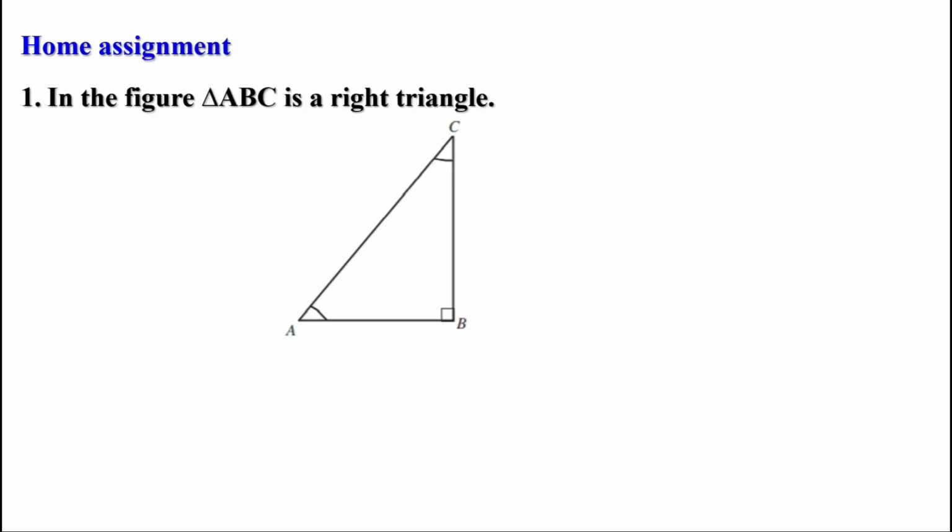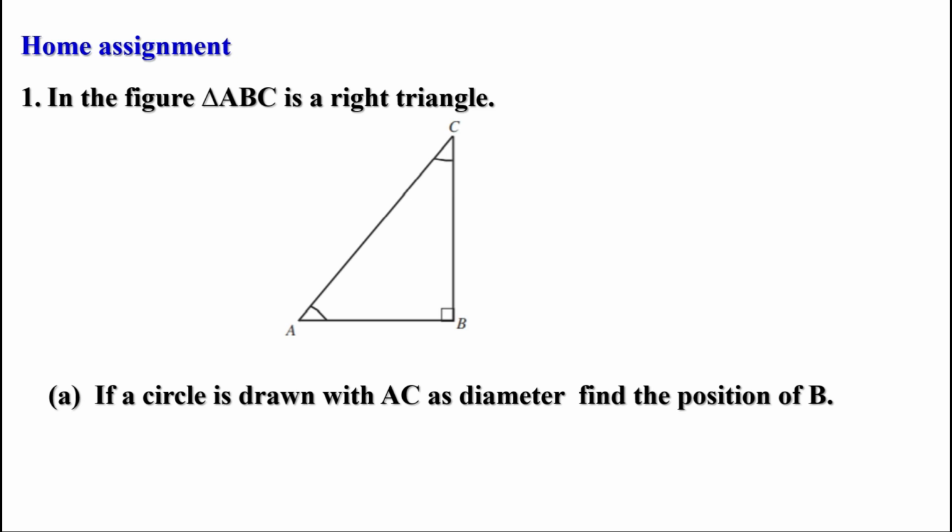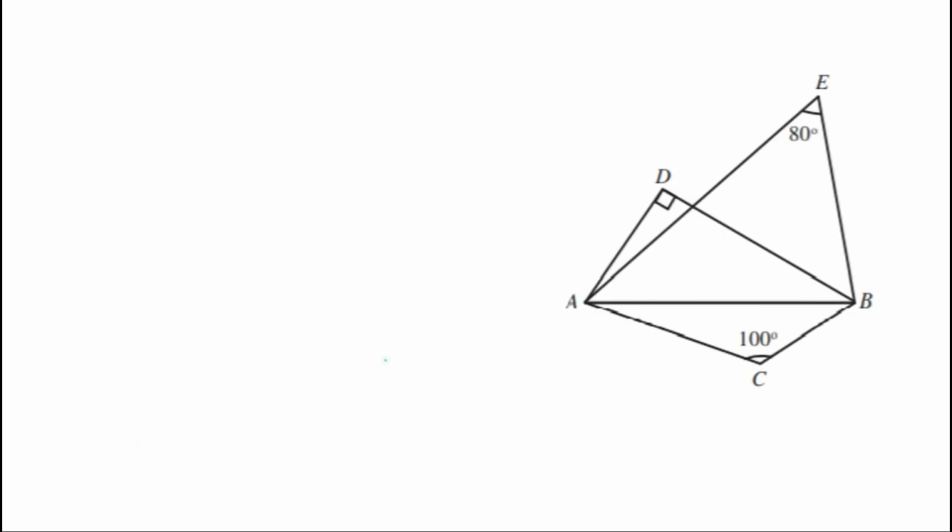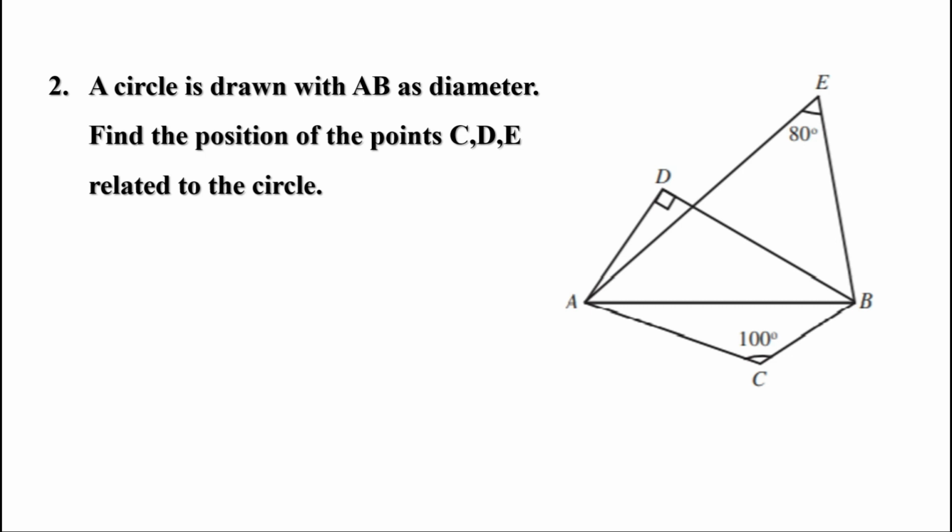In the figure, triangle ABC is a right triangle. If a circle is drawn with AC as diameter, find the position of B. If a circle is drawn with BC as diameter, find the position of A. Second question. A circle is drawn with AB as diameter. Find the position of the points C, D, E related to the circle. Using the ideas which we have learned today, you can easily do these problems.